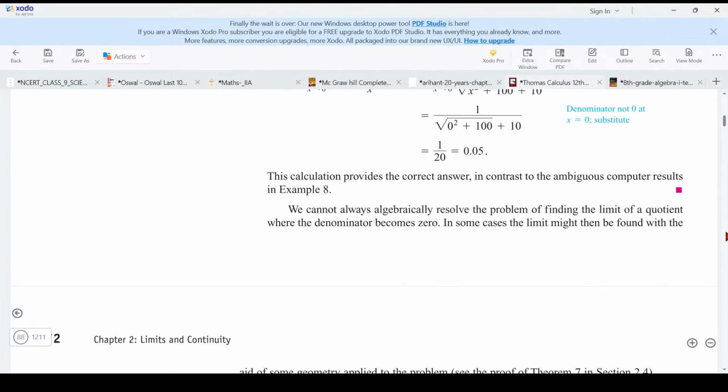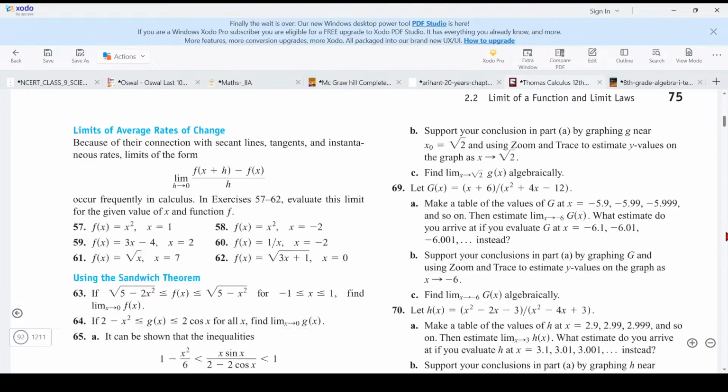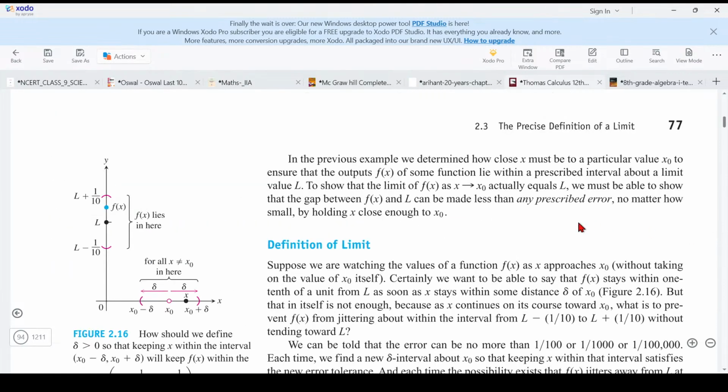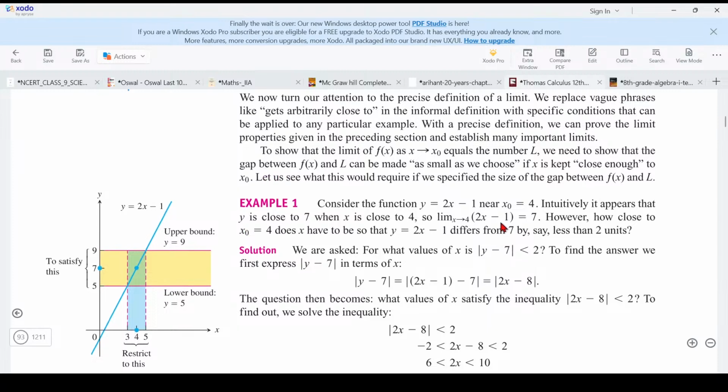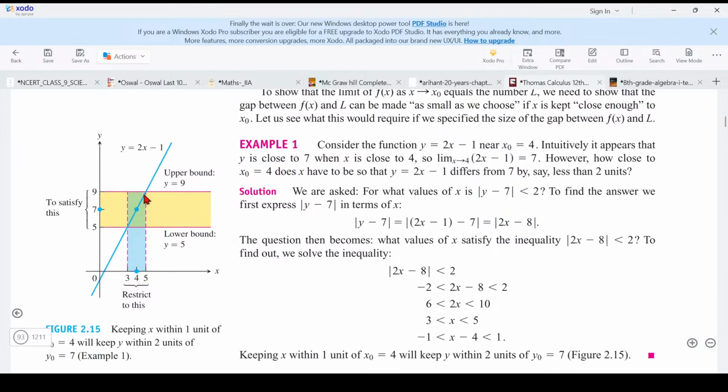Wait, here that would be there. See here, this function. This is a function. We are talking about the limit at 4. What is the limit at 4? What is the value at 4? 2 times 4 is 8, minus 1, 7. Agreed.